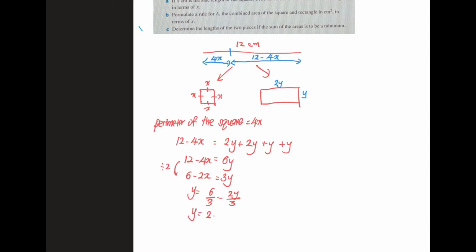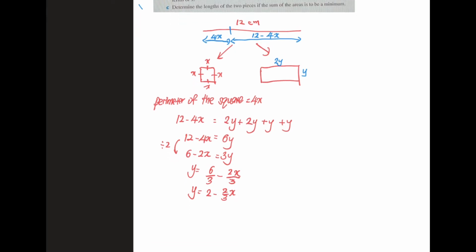So y equals 2 minus 2 over 3 x. Okay, so this is the width. The width, as you can see here, is 2 minus 2 over 3 x. The length, which is 2y, is going to be 4 minus 4 over 3 x. So that is the length.